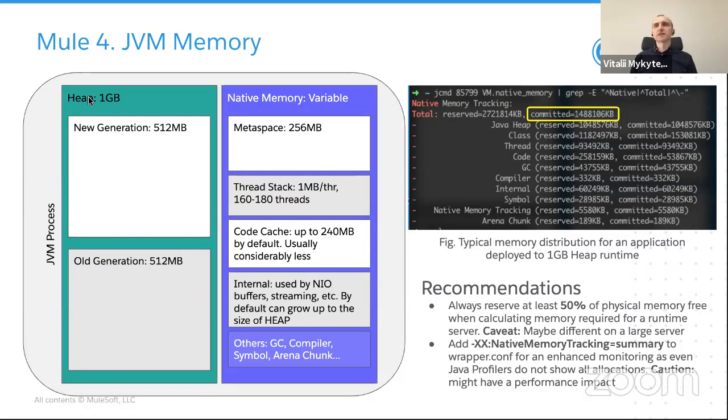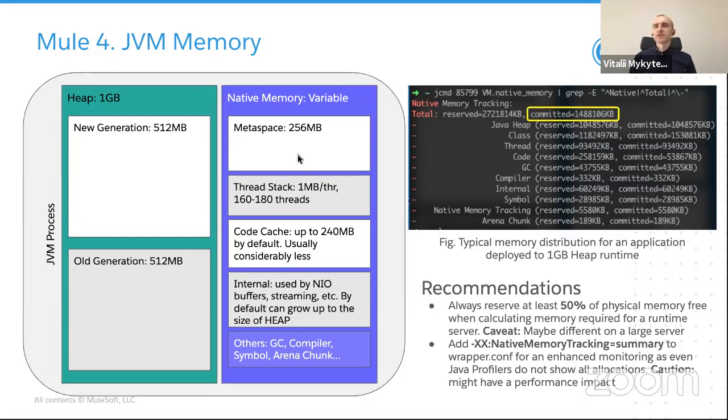So typical scenario for JVM memory distribution, you have like 1 GB of heap memory allocated, which is split between the new generation and old generation half-half. But apart from that, you have native memory consumers or allocations, which are variable in size. You have meta space, and by default, it's around 256 megabytes.